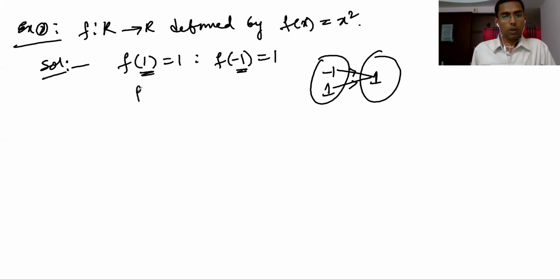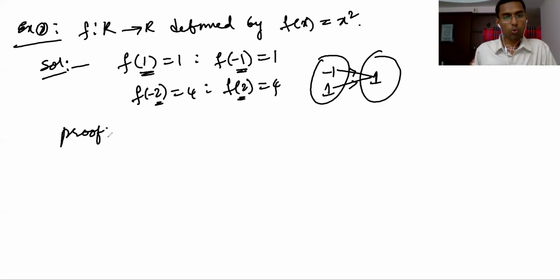Not only that, f of minus 2 is what? 4. f of plus 2 is what? 4. So two different elements have the same image 4, therefore it's not a 1-1 function. So how do you prove it? Proof. How do you prove this?